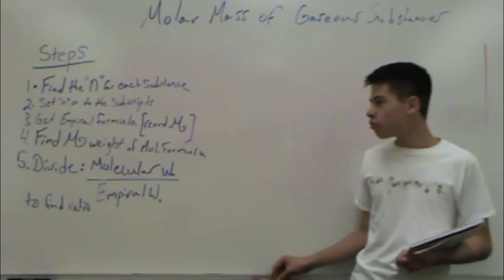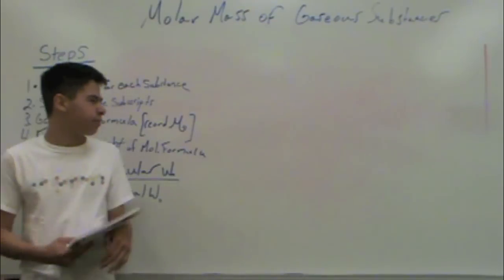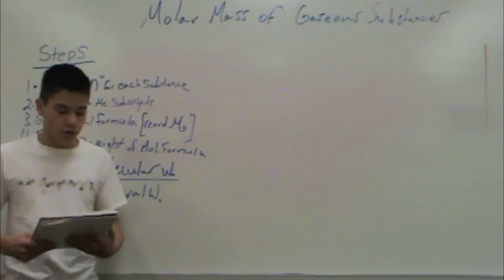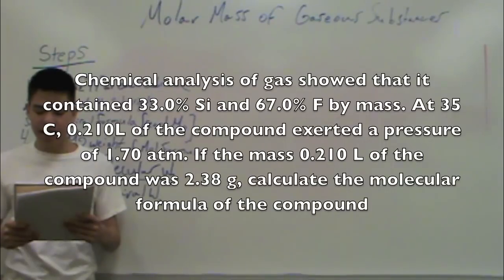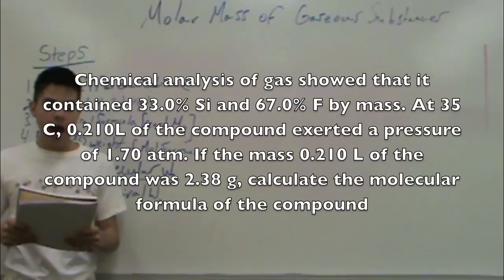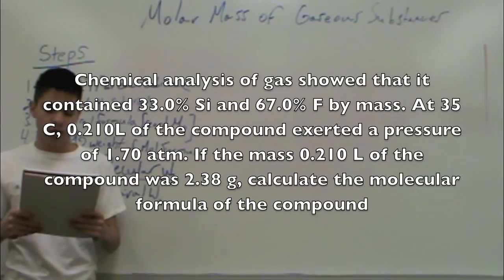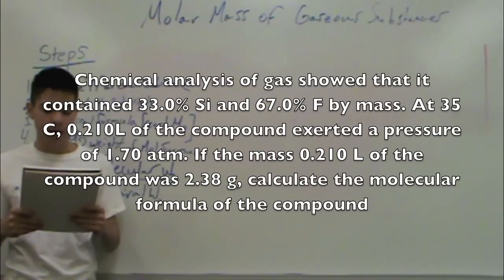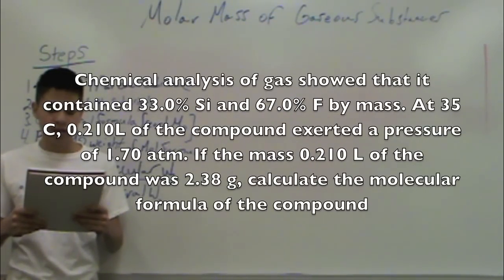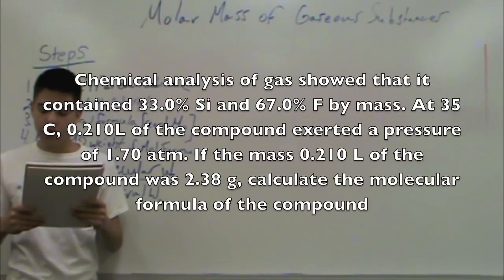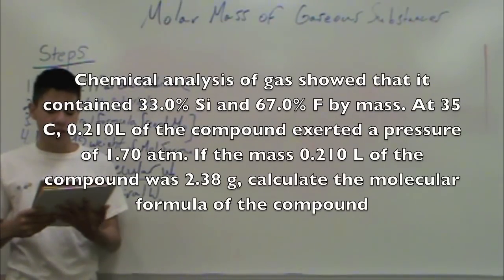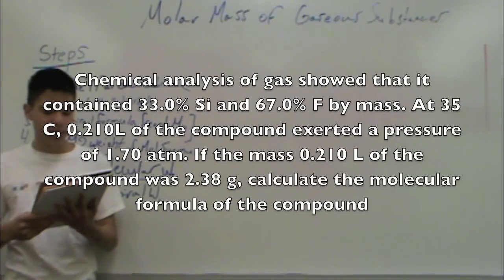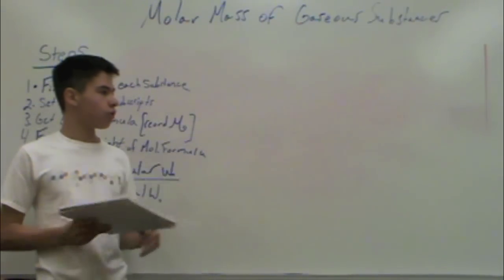I'm going to move over here so that I may place the text of the problem over here. Chemical analysis of a gaseous substance showed that it contained 33% silicon and 67% fluorine by mass. At 35 degrees centigrade, 0.21 liters of the compound exerted a pressure of 1.70 atm. If the mass of 0.21 liters of the compound was 2.38 grams, calculate the molecular formula of the compound. Hopefully that's up there.